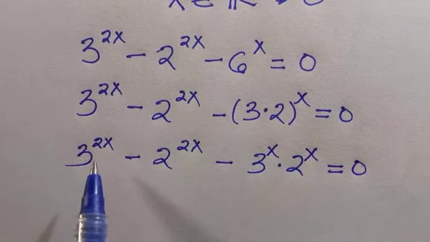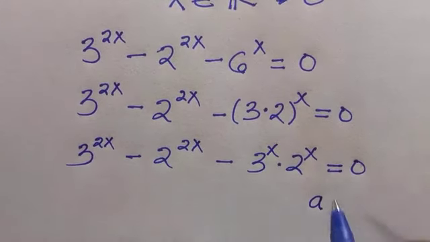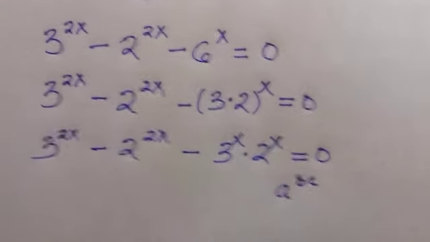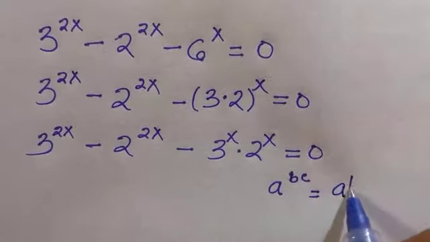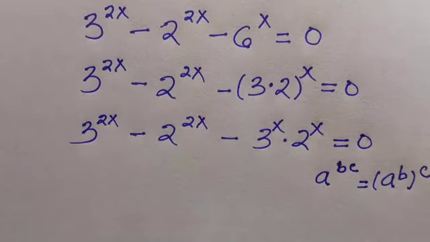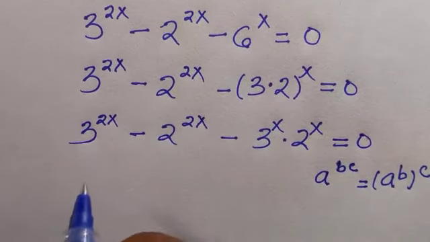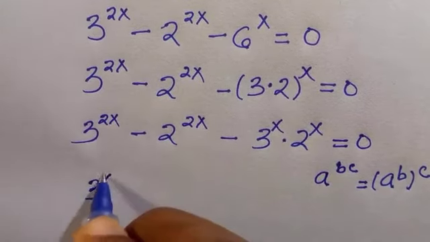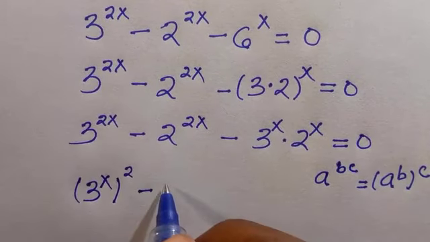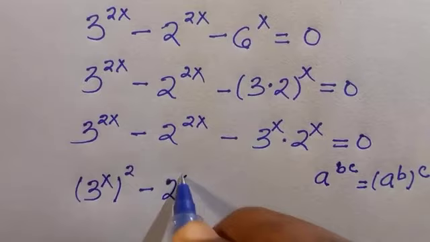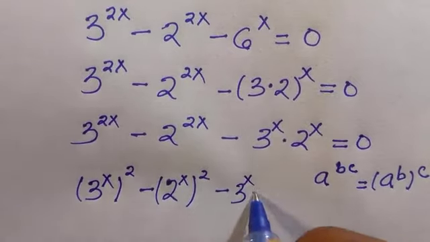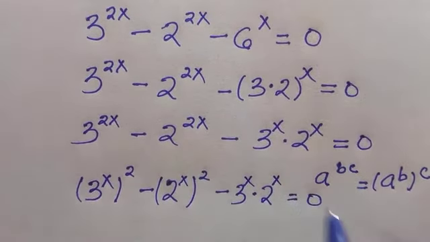The next thing to do is, if you have 3 raised to power 2x, considering this as a raised to power b, c, we can have it as a raised to power b all raised to power c, and we can still have a raised to power c all raised to power b. So by making it like this, we have 3 raised to power x, then everything raised to power 2. Following the law, we have this as 2 raised to power x raised to power 2 minus, and this remains 3 raised to power x dot 2 raised to power x equals 0.